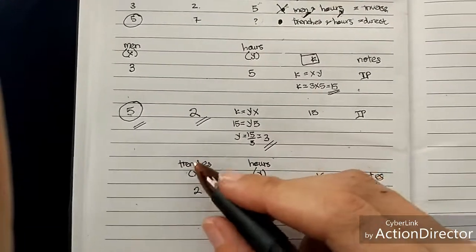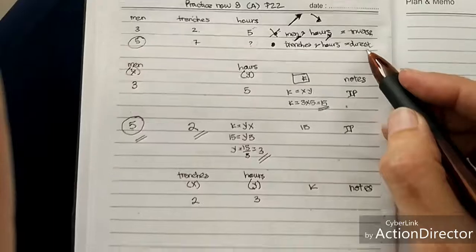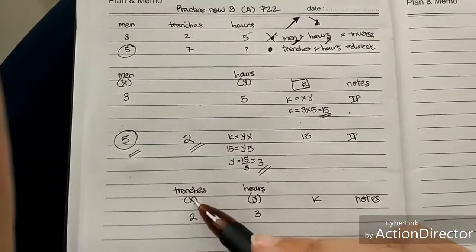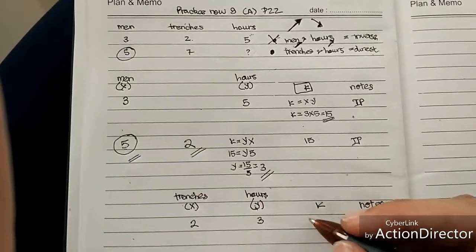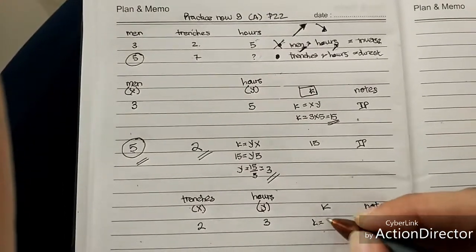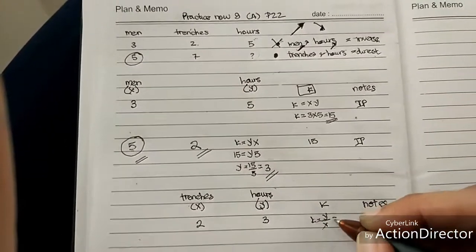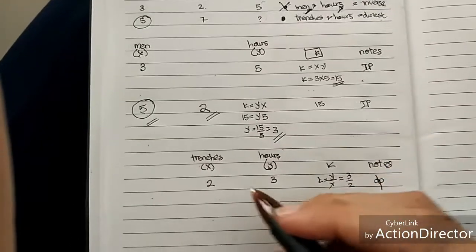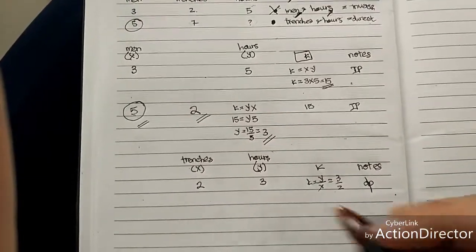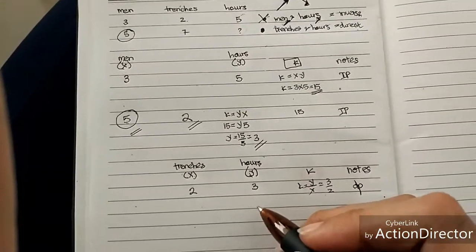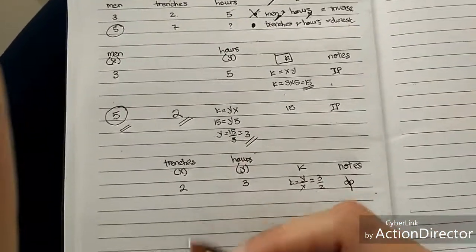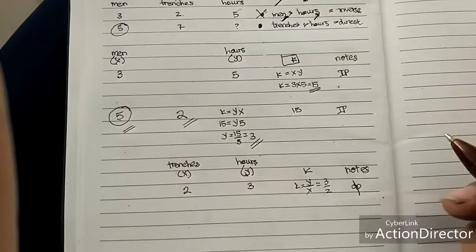What is the relationship between trenches and hours? Oh, it's a direct proportional. So I can say that y is directly proportional to x. And how to find the k? Well, for the DP or direct proportional, k is equal to y out of x, which will be 3 out of 2. Now if I change the number of x here by any number, you need to be sure that when y is divided by that new number, the result will be 3 out of 2.